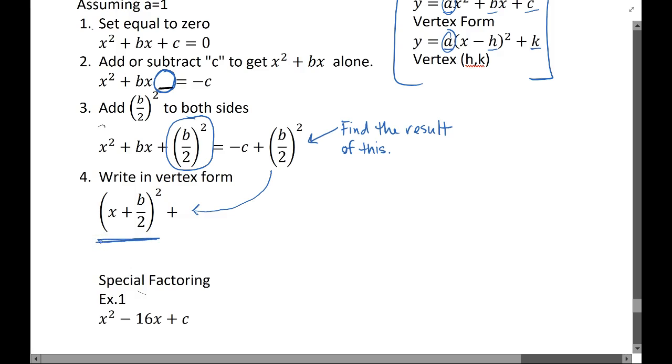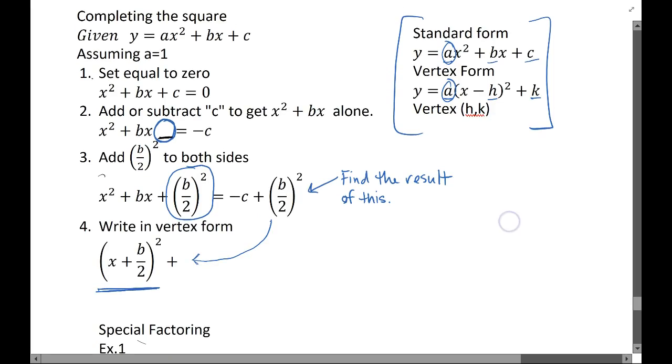the same two factors, allowing us to write it as a quantity squared, which is important because if you look up here in our vertex form, the main body of this equation is this x minus h squared. So that's what we want to be able to factor into.